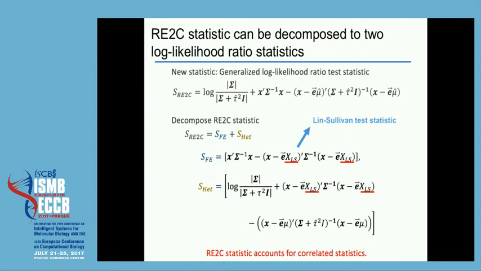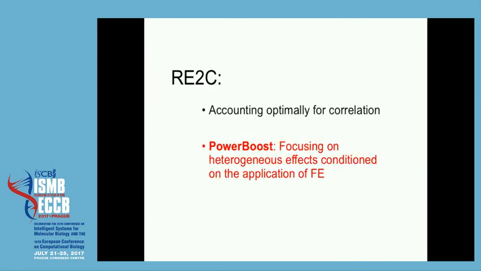So we can now build the generalized log likelihood ratio test statistic, which we call the R2C statistic. With a small modification, we can decompose the R2C statistic into two log likelihood ratio test statistics, one of which is SFE and one of which is S hat. Here SFE is the same as the fixed effect statistic, which is squared, and S hat captures the between-study heterogeneity in the studies. Our second optimization procedure is that we developed a novel statistic to focus on the heterogeneous effect conditioned on the application of the fixed effect model.